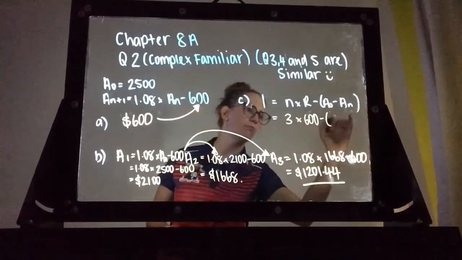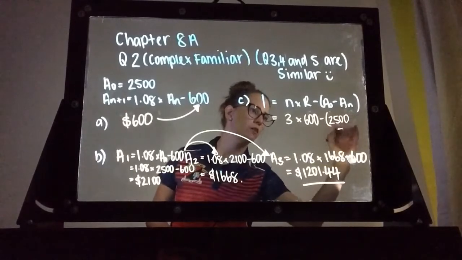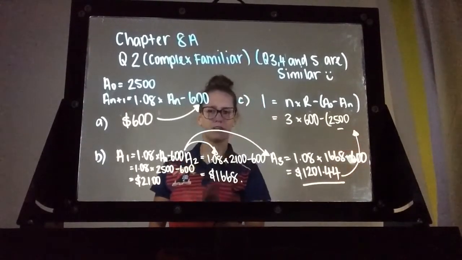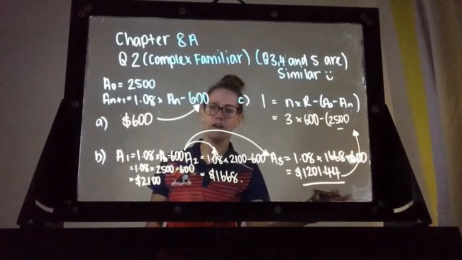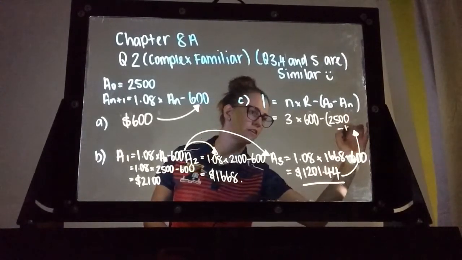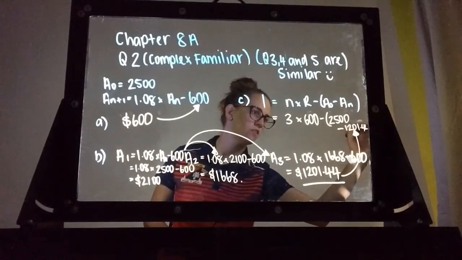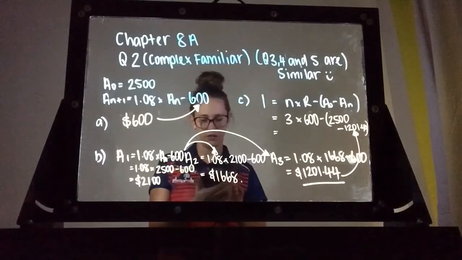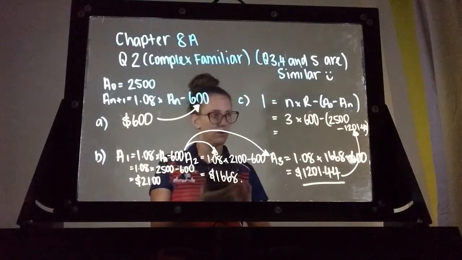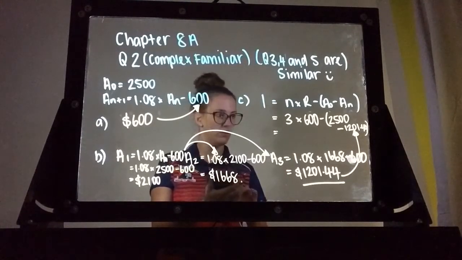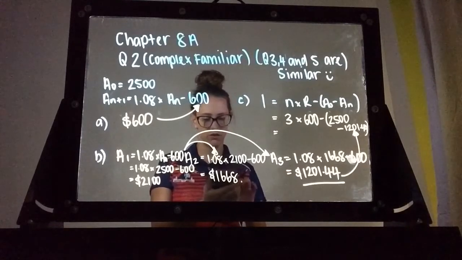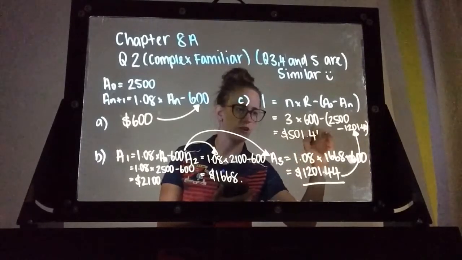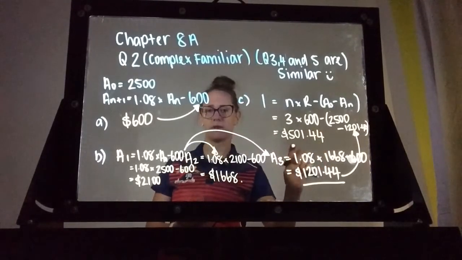Our starting term minus the balance we know. So I'm just going to put a little arrow because we worked that out. So this is the amount we owe after 3 years. Now I'm going to go put this all into my formula. And I get $501.44. So that's how much interest we pay.